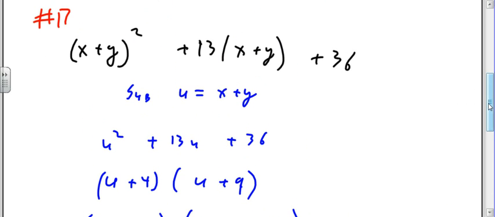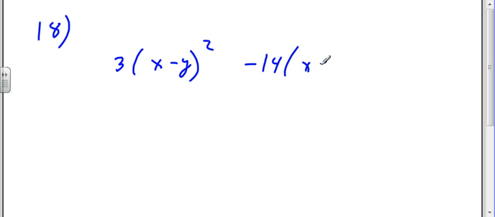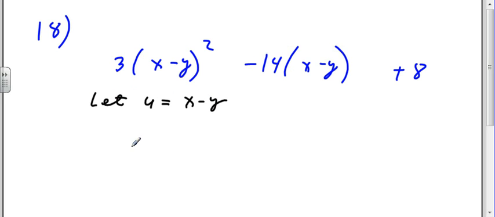So why didn't I think about using a substitution before, which probably would have worked just as well in those earlier problems as well, but that's what math majors do when they can't do anything else. They find some substitution that makes the problem easy. 3 x minus y squared minus 14 x minus y plus 8. We're going to do the same thing. We're going to let u be x minus y and rewrite the problem as 3u squared minus 14u plus 8.